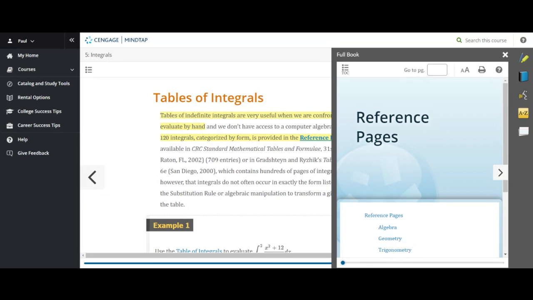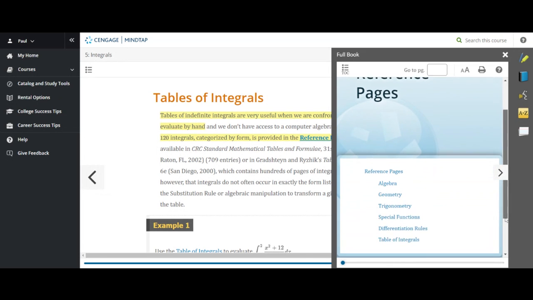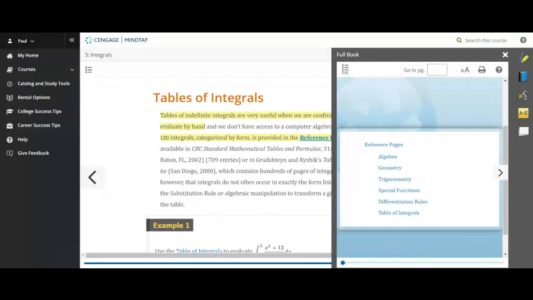Okay, and well, these are reference pages. Let me find it here. Go down a little bit. There it is. There it is. See there, table of integrals.